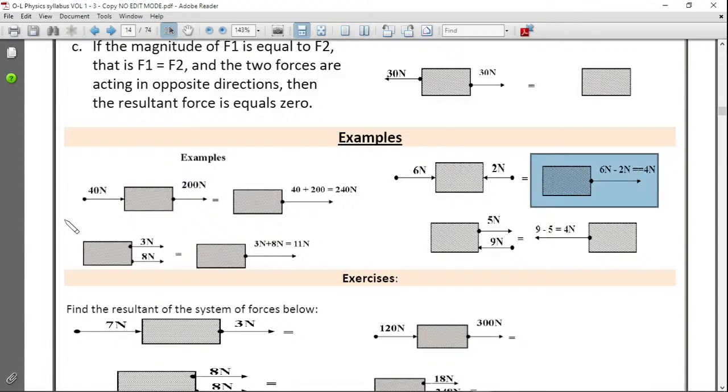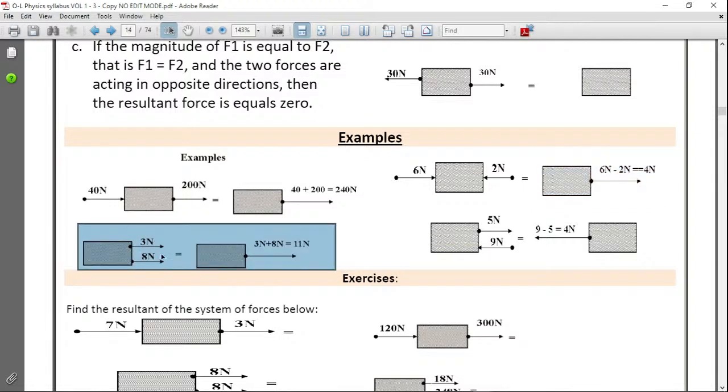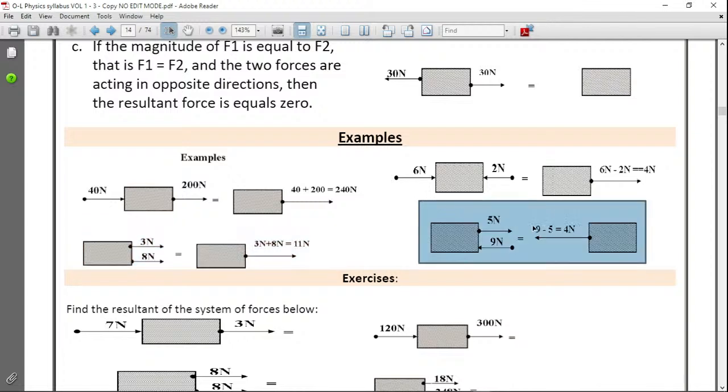Now for this third case, we have two forces acting. They're acting on the same side of this object, but their directions are also the same. So the resultant will be the sum. While for this case, they are on the same side, but their directions are opposite. So the resultant will be in the direction of the greater force. So the resultant force will be 4 newtons to the left.